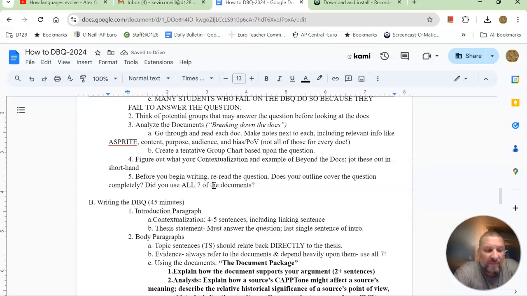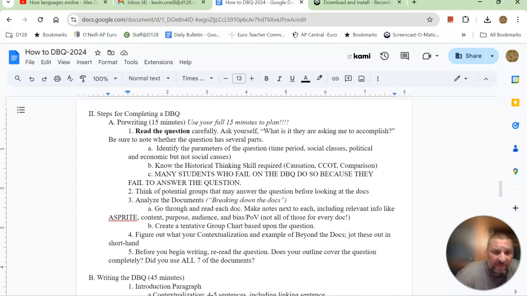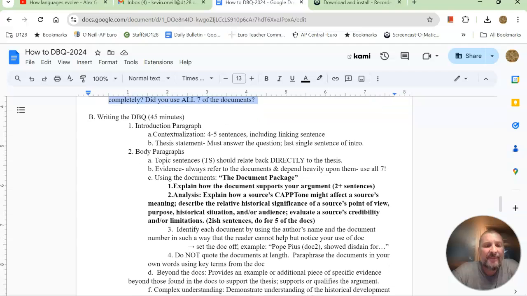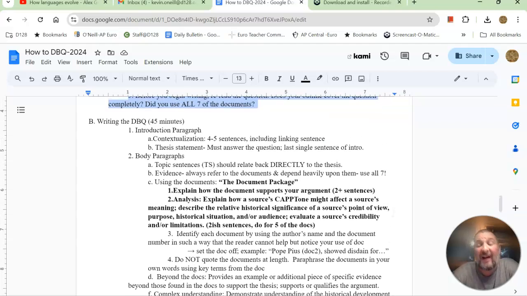And you're going to do all of this right here in about 15 minutes, 20 tops, because then you're going to get into your writing. And you have 45 if you only use 15 minutes to plan.